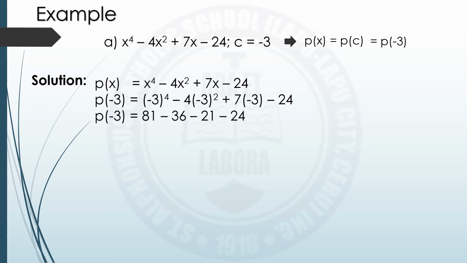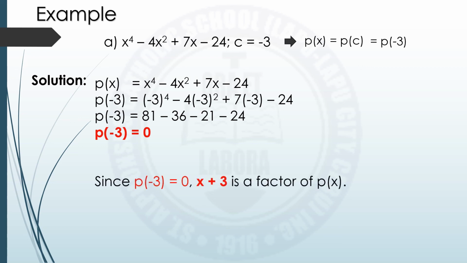And negative 3 raised to 4, the answer is 81. Negative 3 raised to 2, that makes it 9. 9 times 4, that makes it 36. So we have 81 minus 36. And then we have 7 times negative 3, that makes it negative 21. And we have 81 minus 36 minus 21, copy minus 24. And simplify them further, and the answer would be 0.